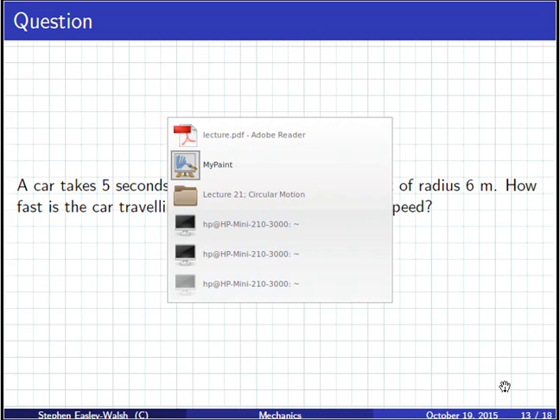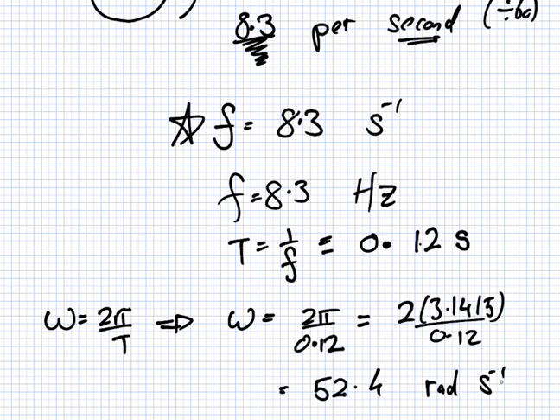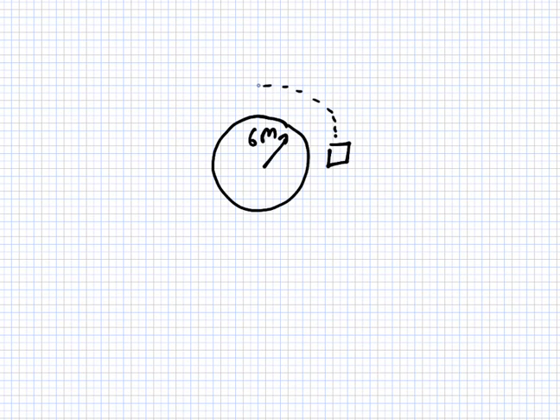Now I'll draw this. A car takes 5 seconds to go around a roundabout of 6 meters. How fast is the car traveling? Okay, so I'll draw this for you. This is a roundabout, and here's the 6 meters, and the car drives around it. Well, okay, we'll put it closer.